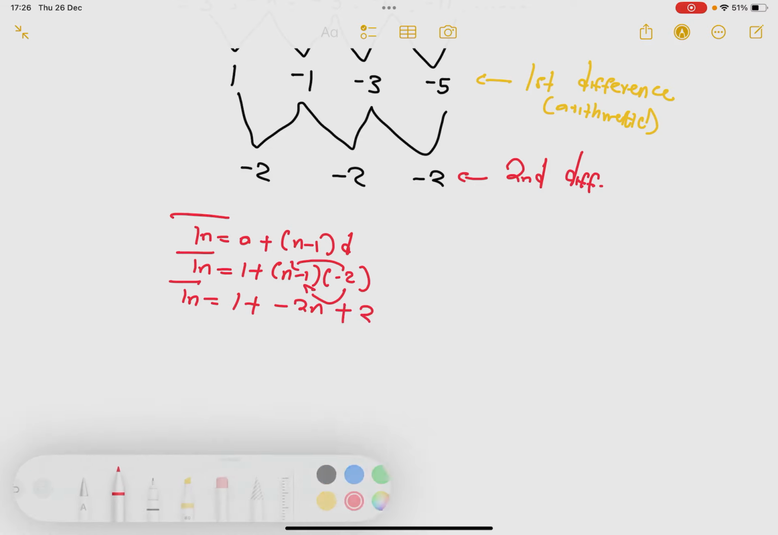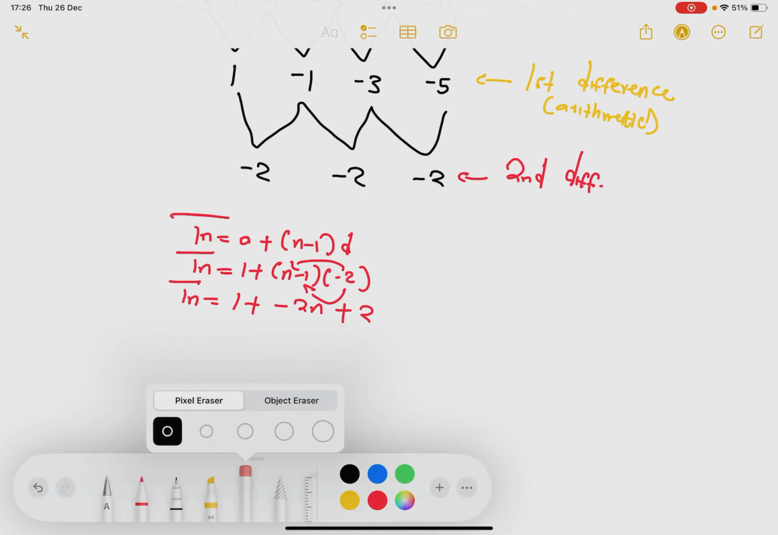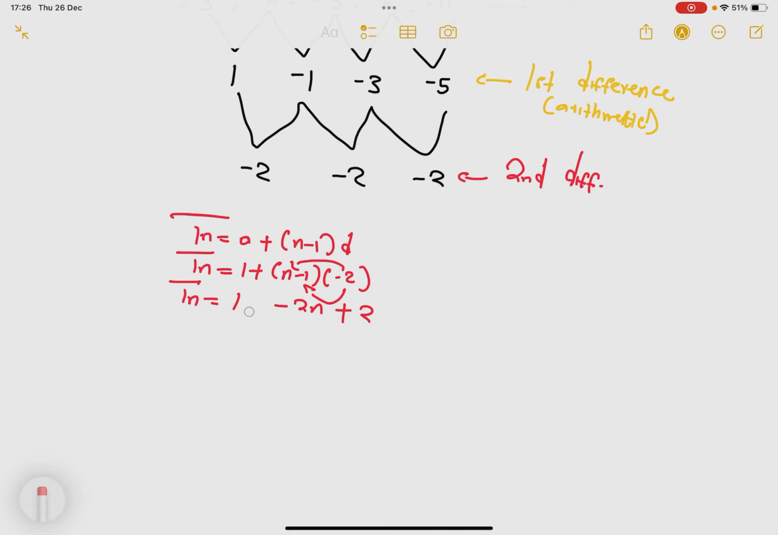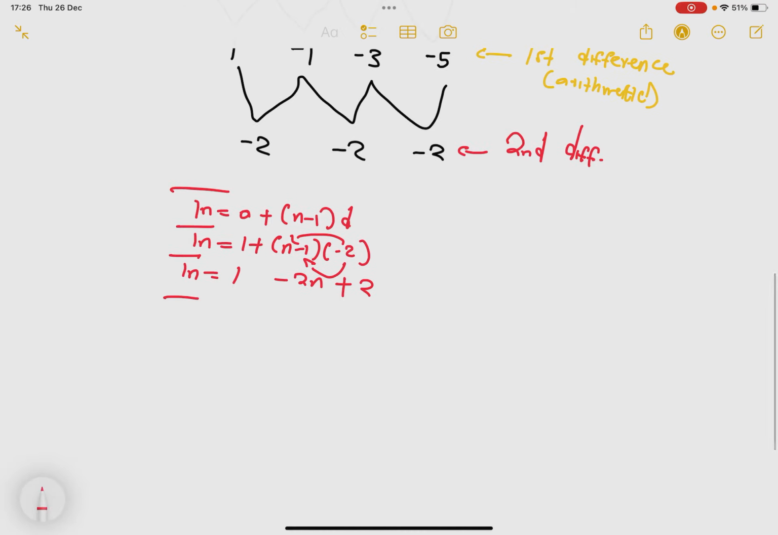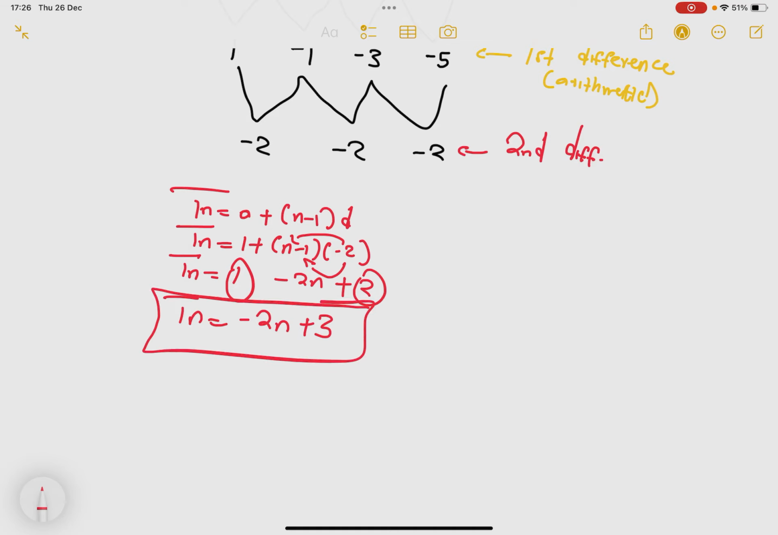And then to avoid confusing people, although it's the same, let me just erase this. Then I'm going to have minus 2n. What is 1 plus 2? Just going to be 3. So Tn equals 3 minus 2n, and this becomes the expression for this problem, right?